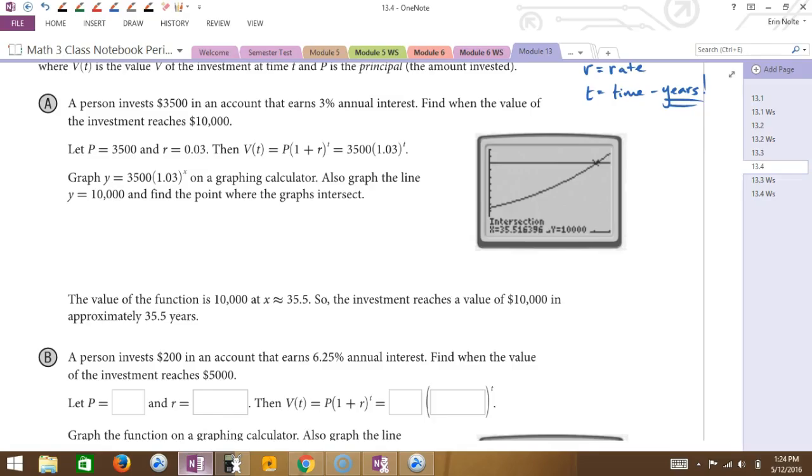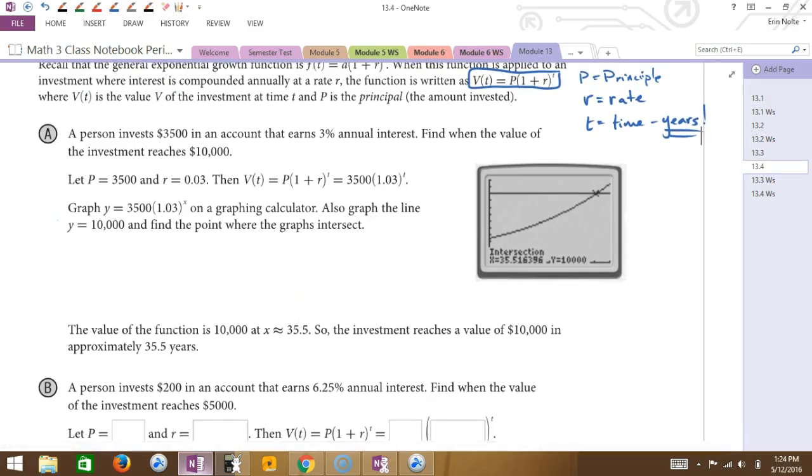Okay, so let's set up this equation. What is my principal for this? That's the amount invested. 3,500. Okay, so then 1 plus R. What is my R? 0.03. You're slightly ahead of me, I think. The T. And so what is it going to be?